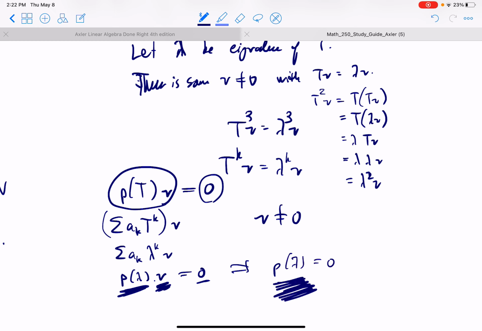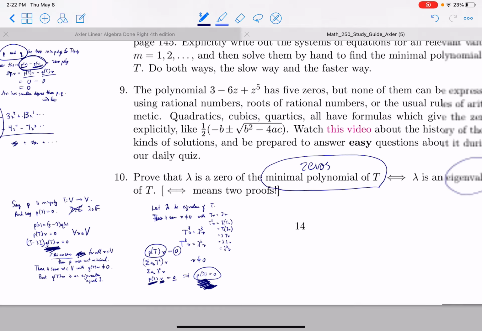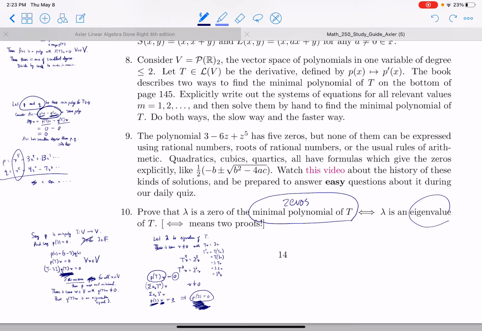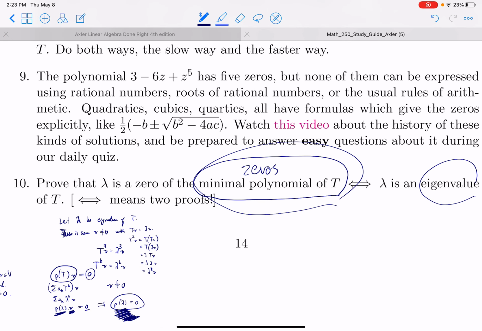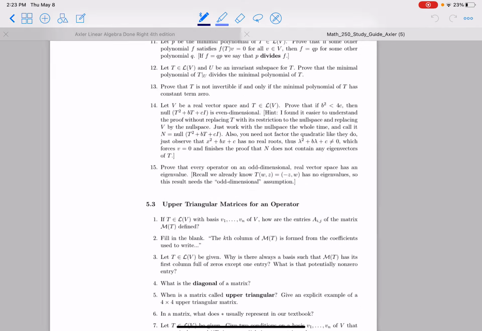This number is the polynomial where we replaced every x with lambda. Actually, we didn't do that. We let T apply, but then it had the same effect. That means lambda is a 0. Okay, so we did our two proofs. Zeros of the minimal polynomial are exactly the eigenvalues of the operator. Okay, let's see if there's more to do.